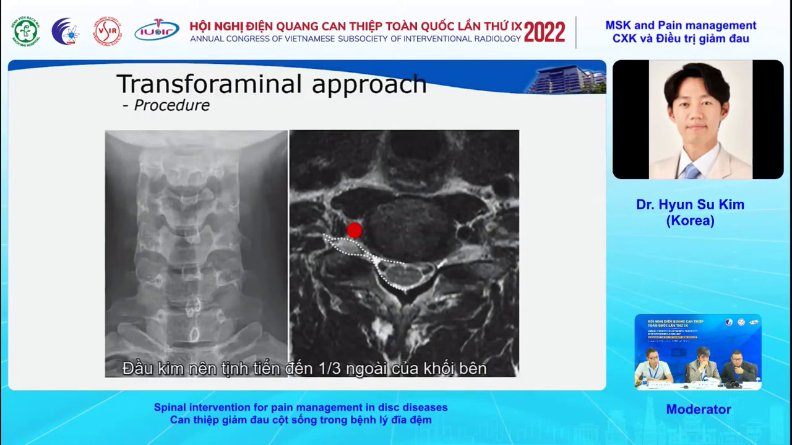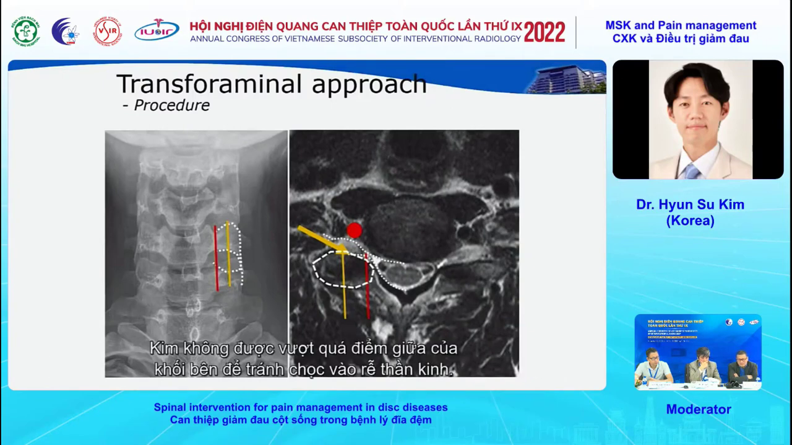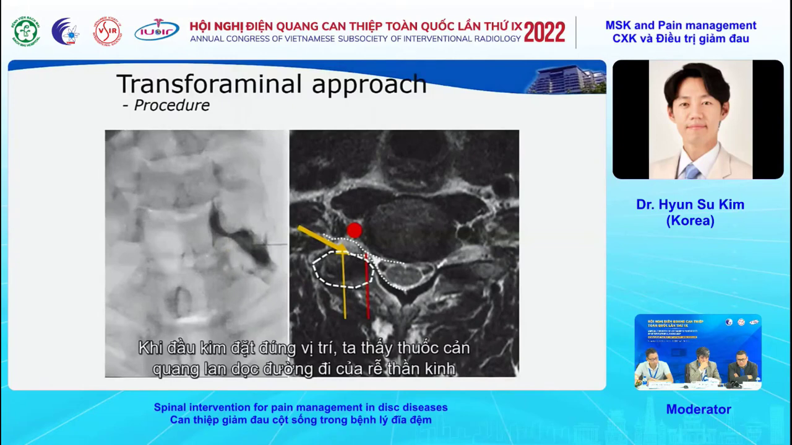The tip of the needle should be advanced to about the lateral one third of the lateral mass. Then a small amount of contrast agent is injected while slowly advancing the needle. The needle should not pass the median point of the lateral mass to avoid nerve root injury. When the needle is in the right location, contrast material spreads along the course of the nerve.